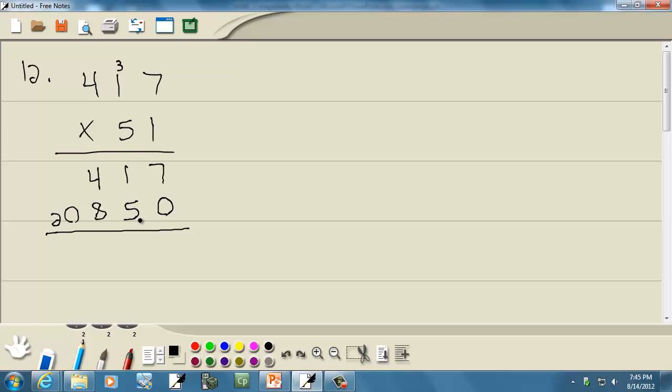5 times 7 is 35, put the 5, carry the 3. Then you do 5 times 1, and then you add the 3. You get 8. Then 5 times 4. Now you add these together. So that gives us 7. 5 plus 1 is 6. That's 12. Put the 2, carry the 1. So this gives us 1. And that'd be your answer, 21,267.